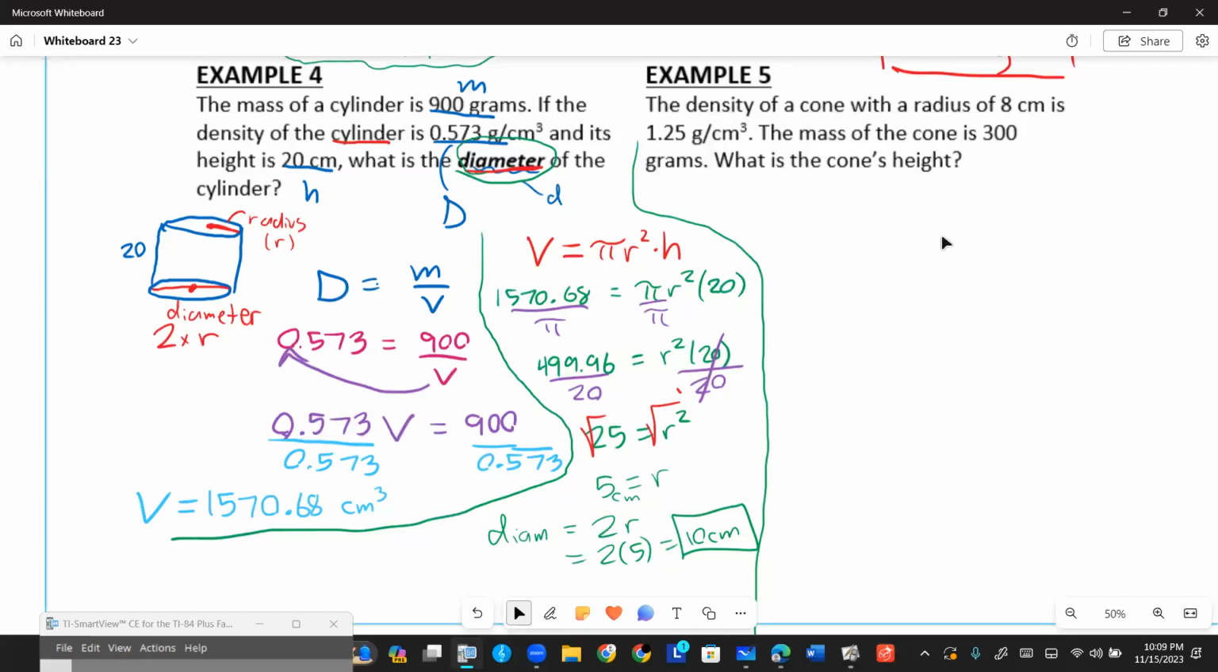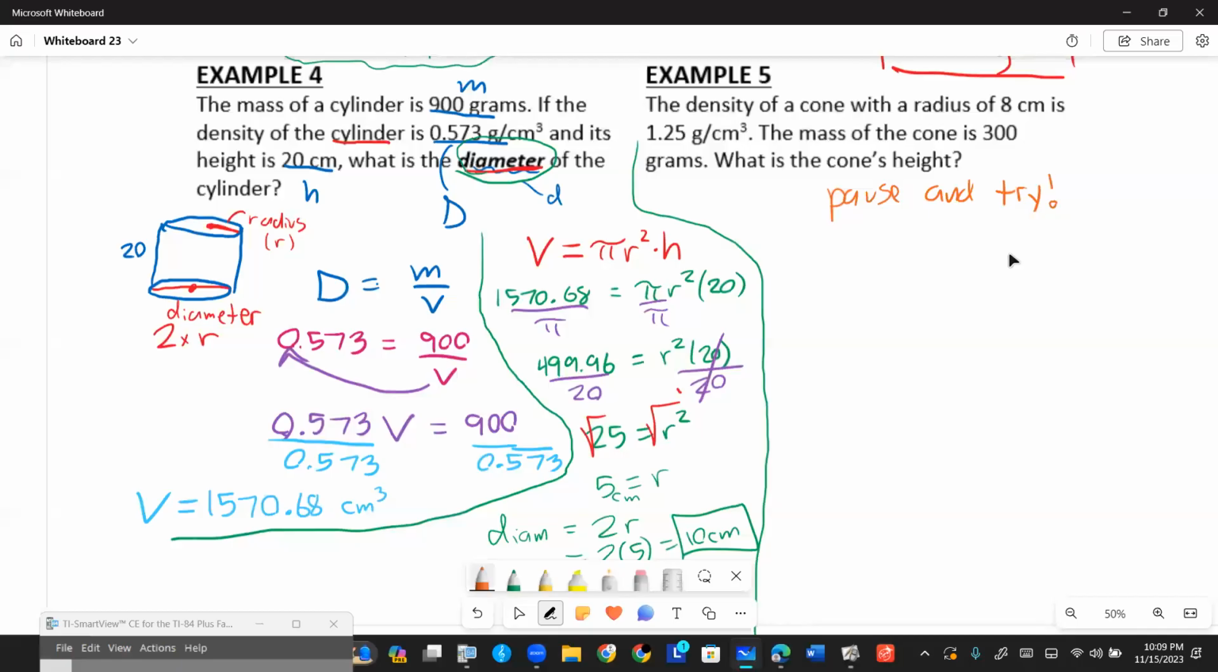All right, make sure you have all of number 4 done and look at example 5. We'll do this one last. This will be our last problem for the video. So let's look at the question. The density of a cone with a radius 8 centimeters is 1.25 grams per cubic centimeter. The mass of the cone is 300 grams. What is the cone's height? Why don't you pause and try and see if you can figure the question?